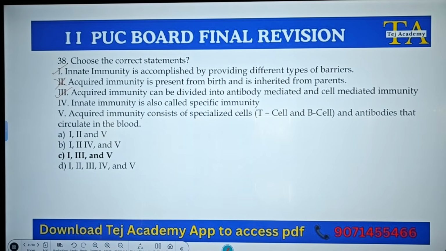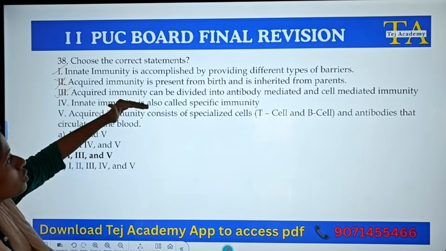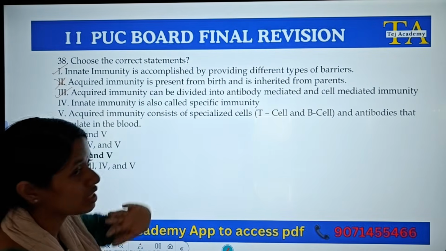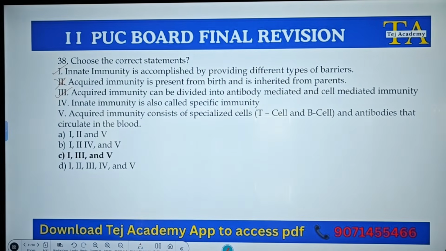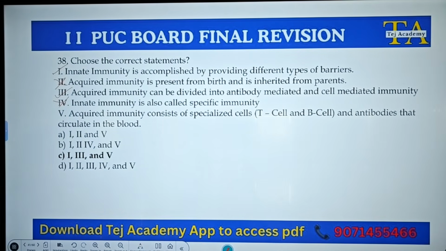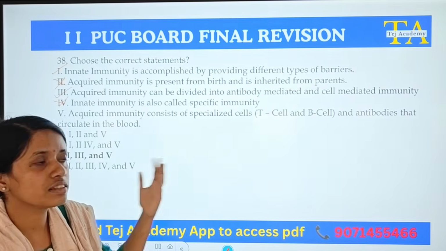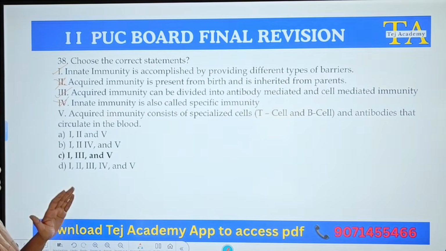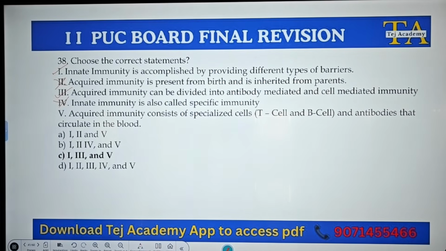Then the fourth statement, innate immunity is also called specific immunity. Wrong. Innate immunity is never specific. So this statement is wrong. And the fifth statement is acquired immunity consists of specialized cells, T cell and B cell, and antibodies that circulate in the blood. And this statement is right. So among statements 1, 2, 3, 4 and 5, only 1, 3 and 5 are correct and C is the right option.